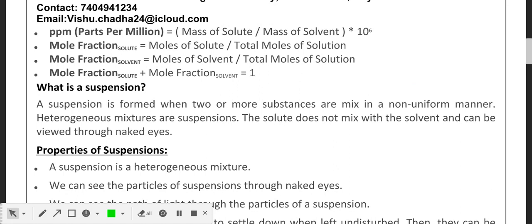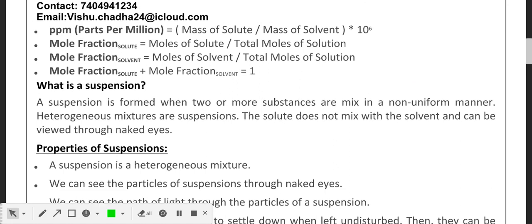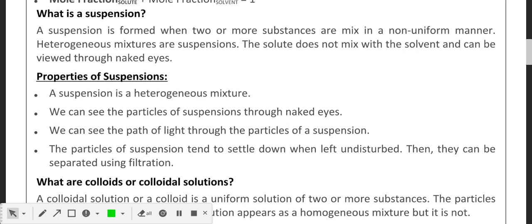The solute does not mix with the solvent and can be viewed with naked eyes. So it does not mix properly, so you can see it with normal human eyes. You don't need a microscope for this. So properties of suspension. What are the properties? These are heterogeneous mixtures. Secondly, the particles of suspension can be seen through naked eyes, and the path of light is also visible in case of suspension. Right. Okay.